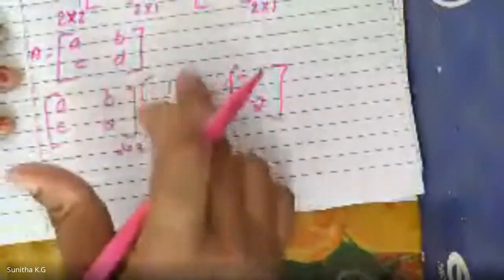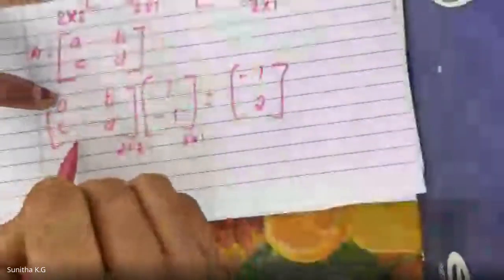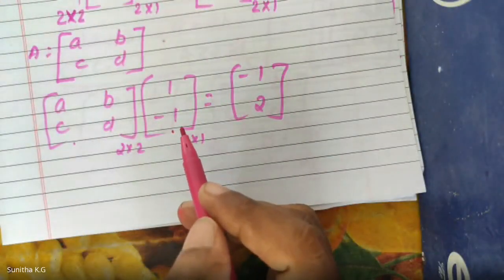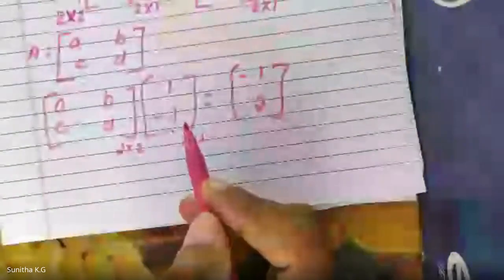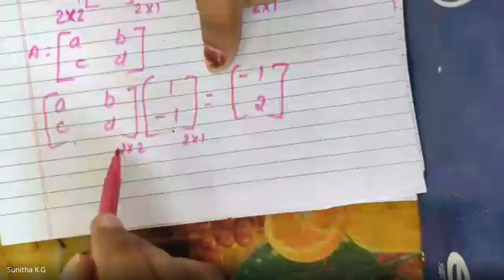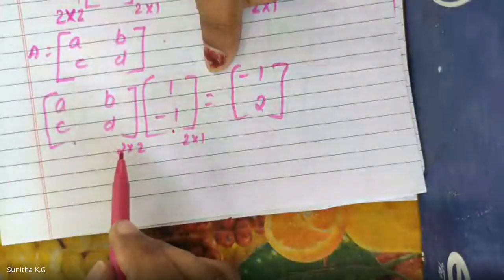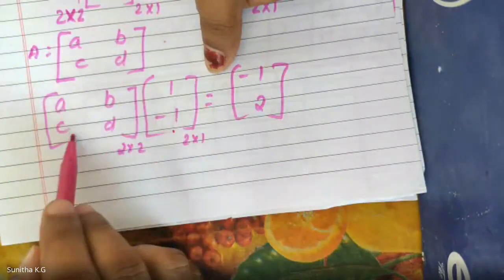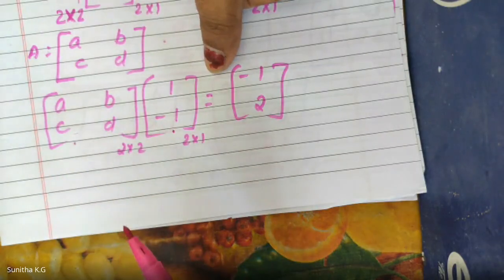What is the name of these matrices? This is a square matrix and this is a column matrix. Very good. A matrix having only one column is called a column matrix. Then when we multiply, the resultant matrix should be of which order? 2 by 1. That is, the matrix should consist of 2 rows and 1 column. Then just multiply these two matrices.